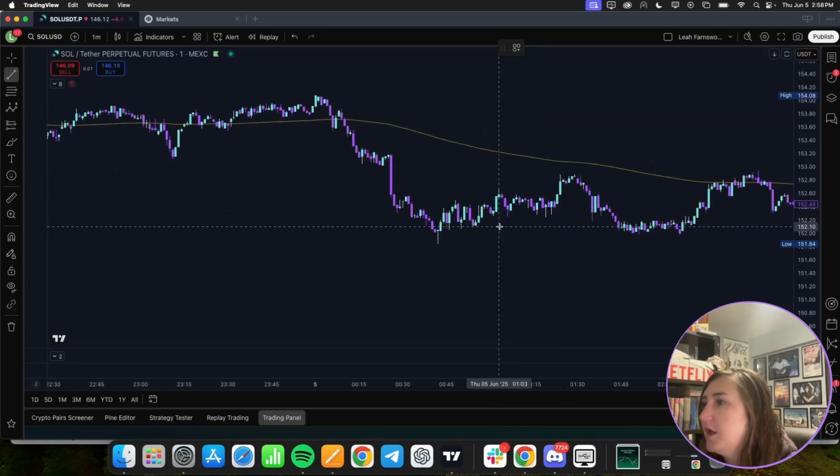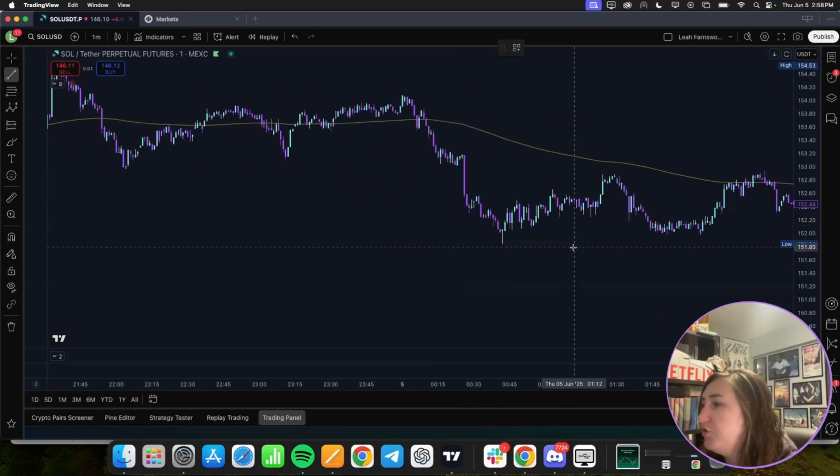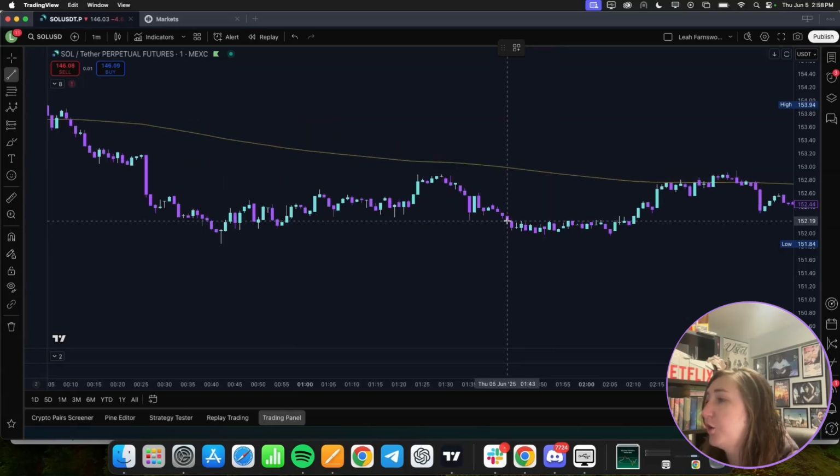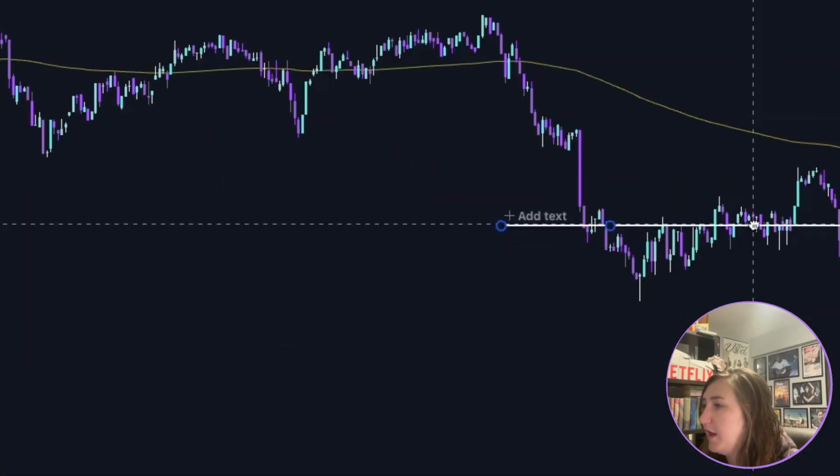But a lot of times you can use the support and resistance level as entries for a retest. So for instance, we have a nice support and resistance area right here.